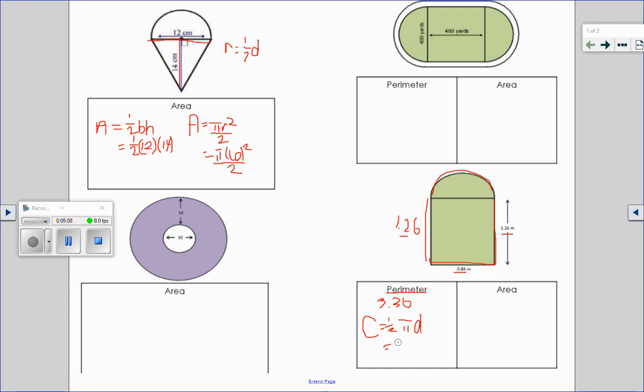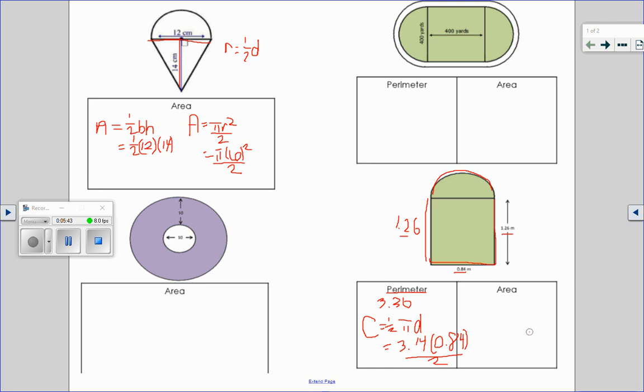So I know I'm going to have to do 3.14 times the diameter of 0.84, sorry about this writing, and then you're going to divide that by 2. So I'm going to go ahead and put that into decimals. So you have 3.14 times 0.84, and then you're going to take your answer and divide it by 2.